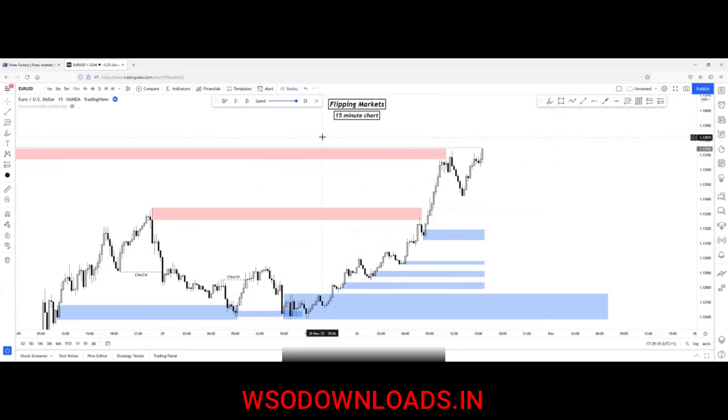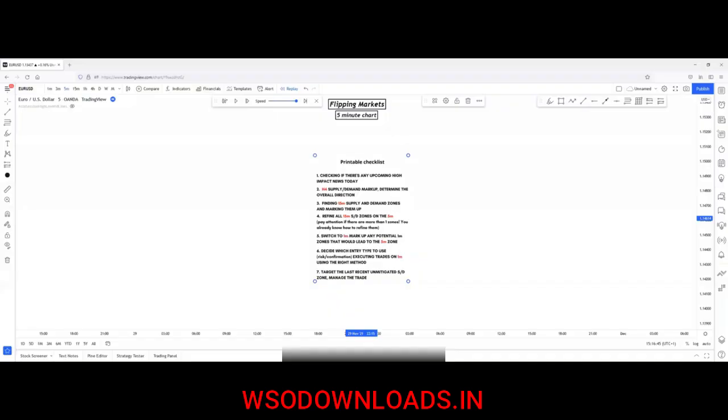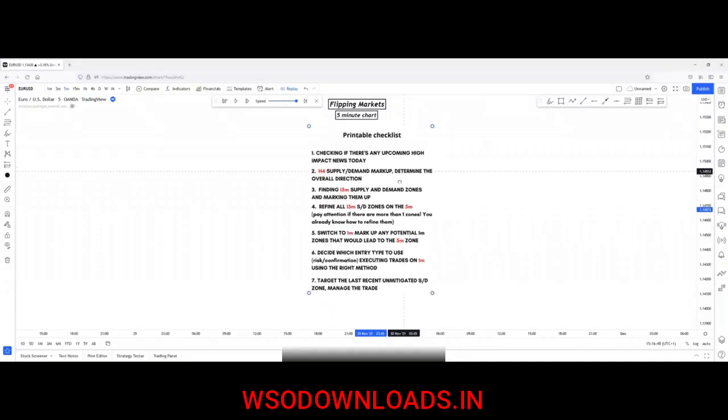So we marked out all of our 15-minute zones. Maybe we can mark this zone out also, but this will be inducement for the downer areas, for these areas. Okay, let's see the next step. Okay, so let's see the next point.